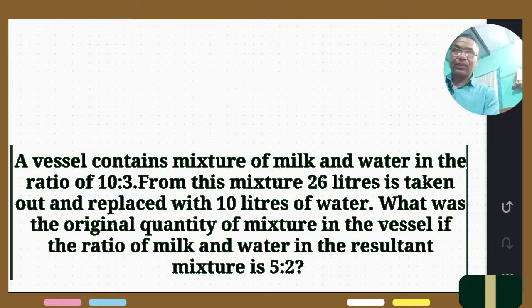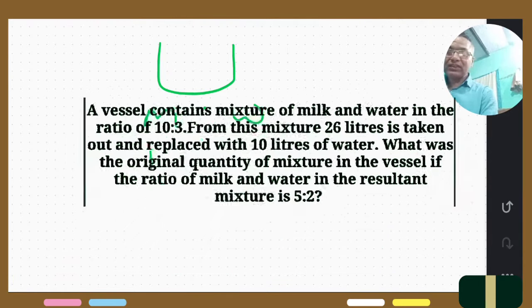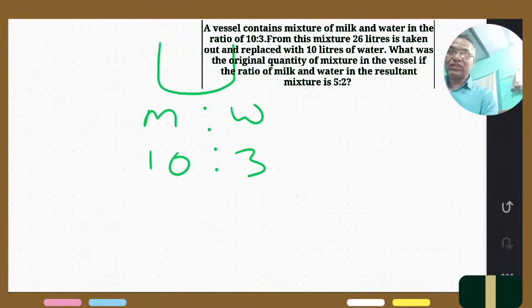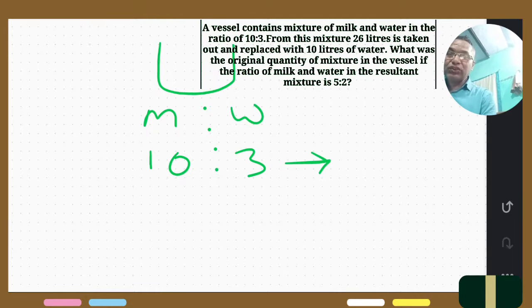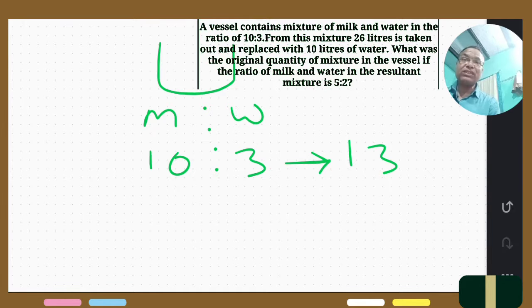Here this is the vessel and the ratio of milk and water is 10:3. So from this, total units are 13 units and from the 13 units 26 liters is taken out. Means that 26 liters is the mixture of milk and water both.